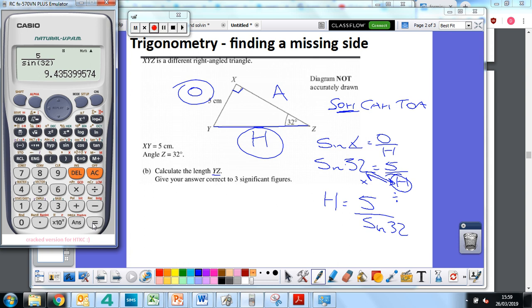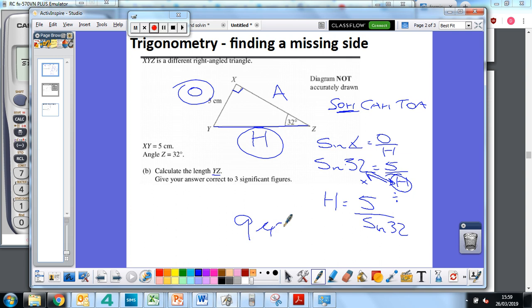So 9.435. Now check the question. It asks for 3 significant figures. First, second, third. We want to round it to that digit there. So is it 9.43? Check the next digit. Tells us to round up. We get 9.44 centimeters as our answer.